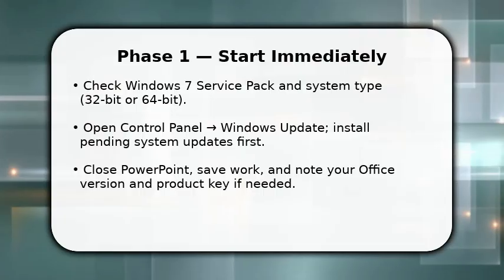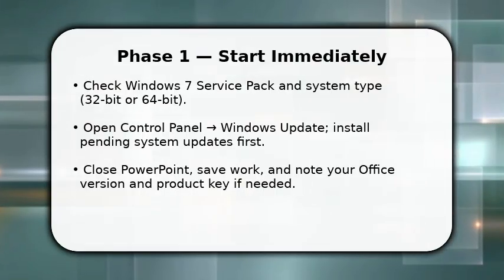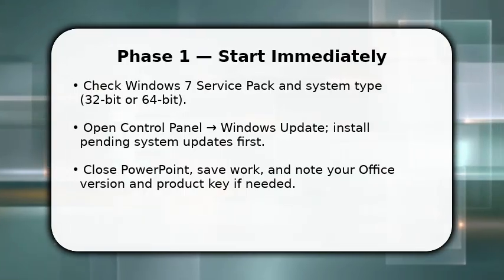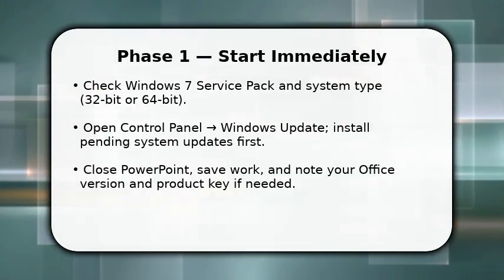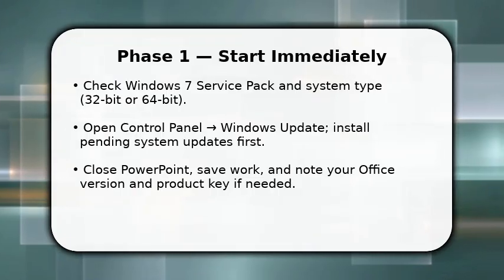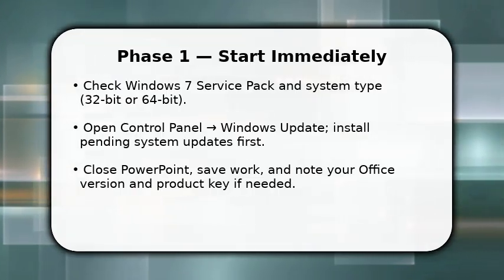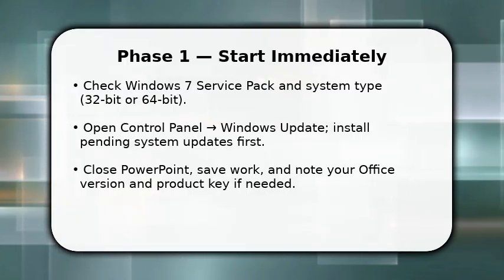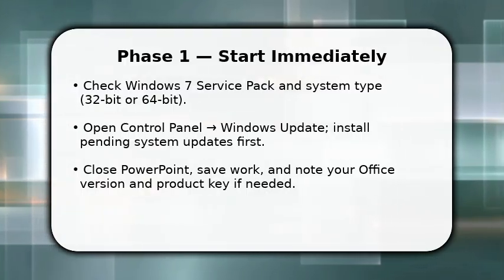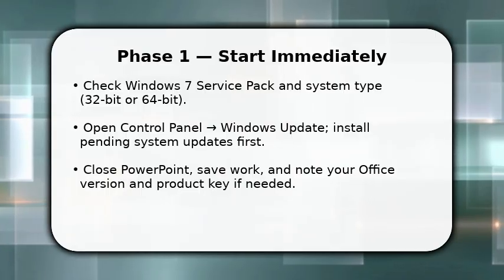You start by confirming prerequisites. Check Windows 7 Service Pack level and whether your system is 32-bit or 64-bit so you download correct updates. Once done, open Control Panel and go to Windows Update. Install pending critical updates before touching Office.